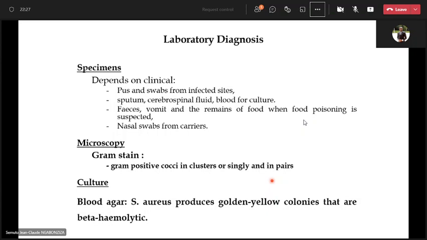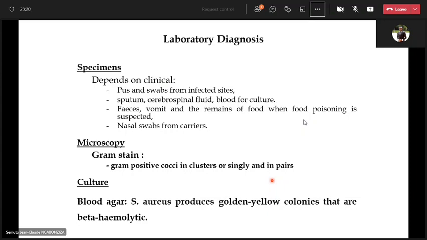So as laboratory diagnosis, how do we diagnose Staph aureus? First, the specimen will depend on clinical manifestation. In most cases, it will be pus, swab from infected area, sometimes sputum, cerebrospinal fluid, blood, especially in septicemia. Feces can also be used, especially when diarrhea or vomiting from Staph aureus enterotoxin, food poisoning is suspected, and nasal swab from carrier when you want to confirm carrier.